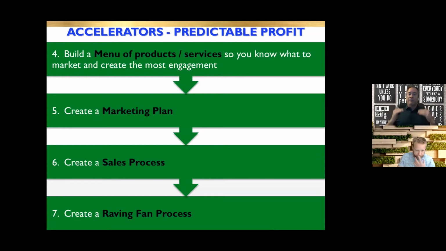And then the raving fan process is, once they've bought, what are you doing with them so they buy again and they send referrals? If you're doing a good job of your raving fan process, then every one of your customers should probably be sending you 1 referral per year. If every one of your customers is not sending you 1 referral per year, which is only 1 referral per year, then your raving fan process needs work, needs help, and we help you build that.